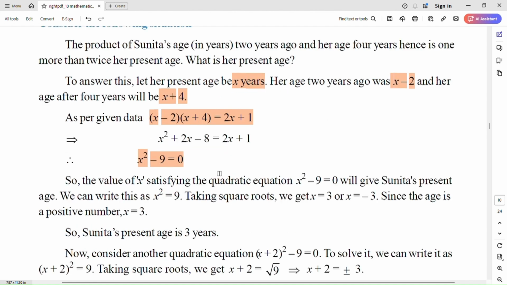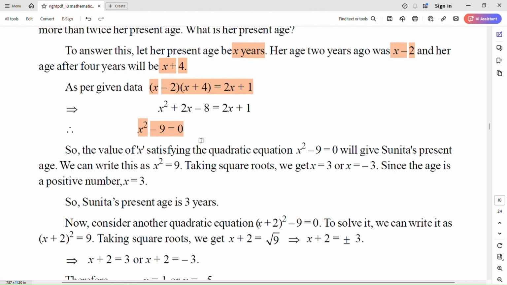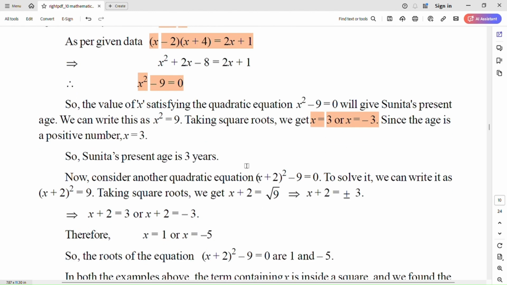Isn't it looking easy to solve without factorization? You don't need factorization, right? x square equal to 9, which means x is plus or minus square root of 9, that is plus or minus 3. Understand that? So this is a way of solving a quadratic equation where you can easily get x square equal to some integer and then you get the value of x. So Sunita's present age is 3 years.